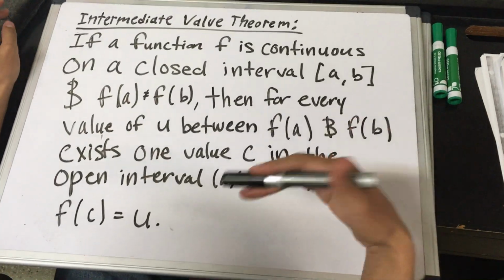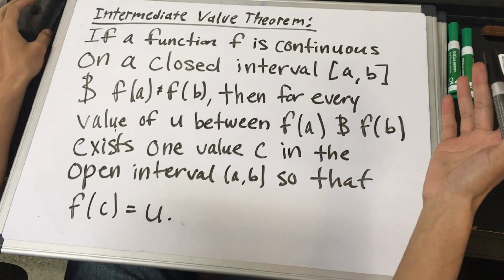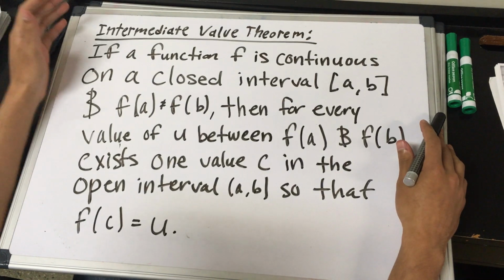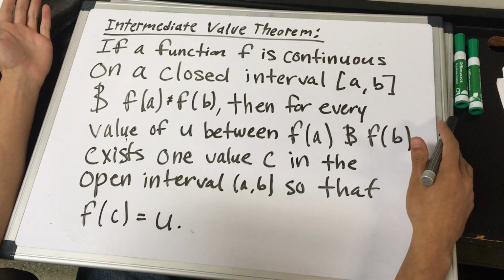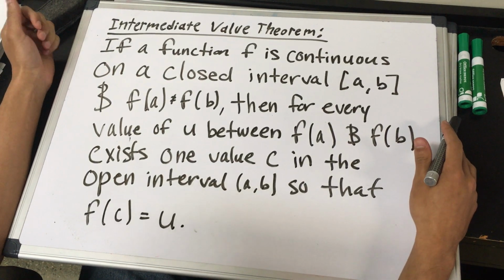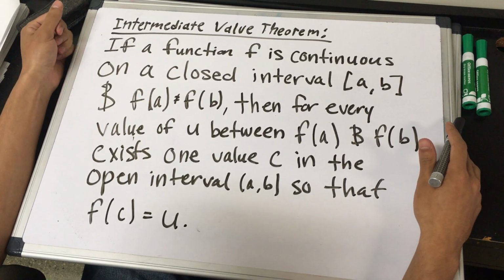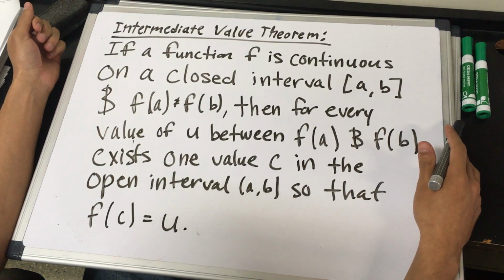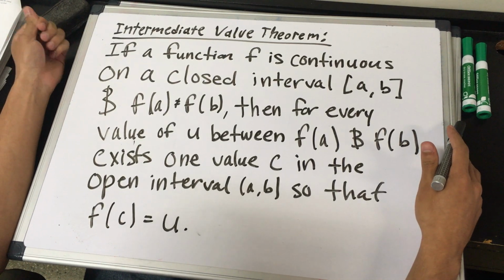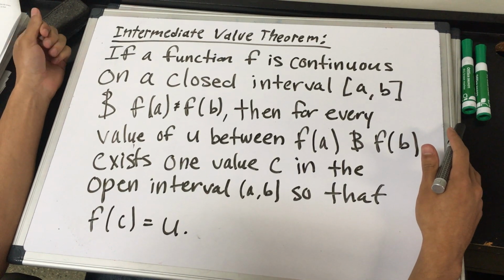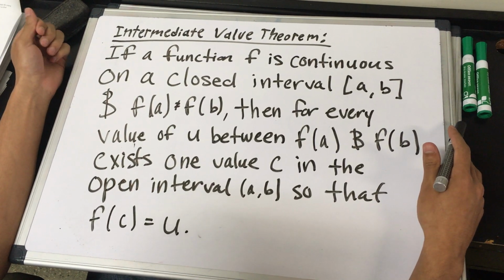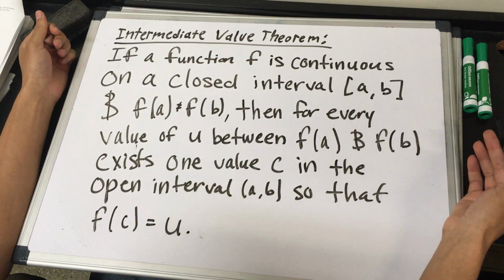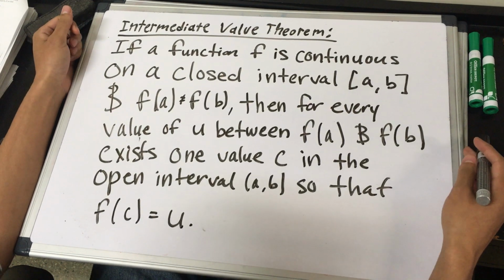Hello, so now we're going to continue on from the intermediate value theorem. The intermediate value theorem basically says if a function f is continuous on a closed interval [a, b], and f of a is not equal to f of b, then for every value of u between f of a and f of b, there exists a value of c in the open interval (a, b) so that f of c equals u.